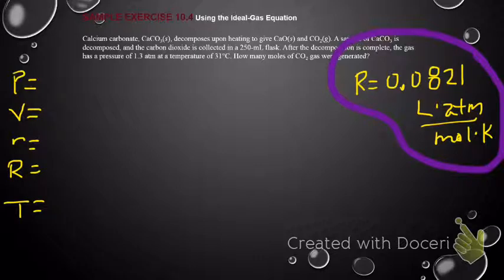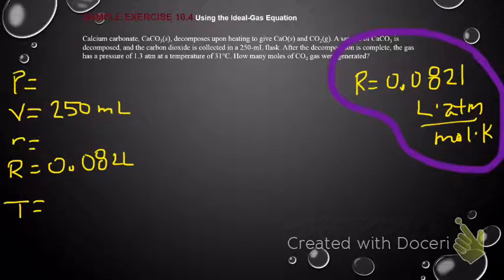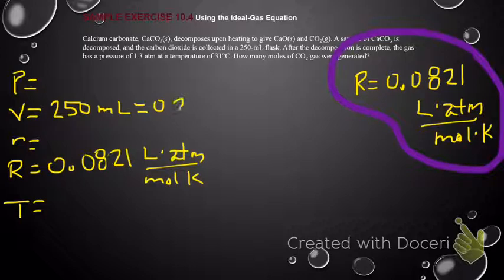Alright, it says a 250 milliliter flask. So which of the variables is that? Well, that's volume. R was already given to us as 0.0821 liters atm divided by moles Kelvin. So that lets us know that immediately we need to convert the volume from milliliters to liters, which would be 0.250 liters.